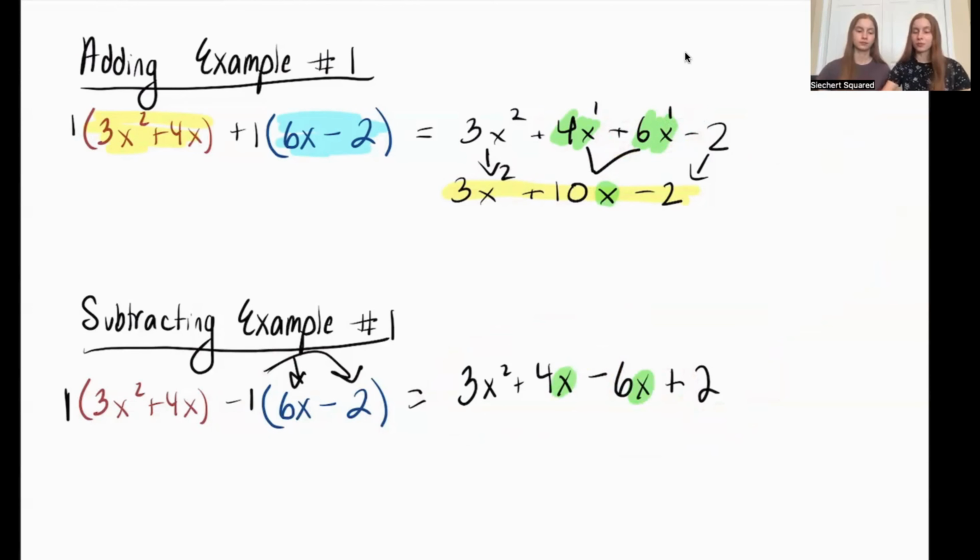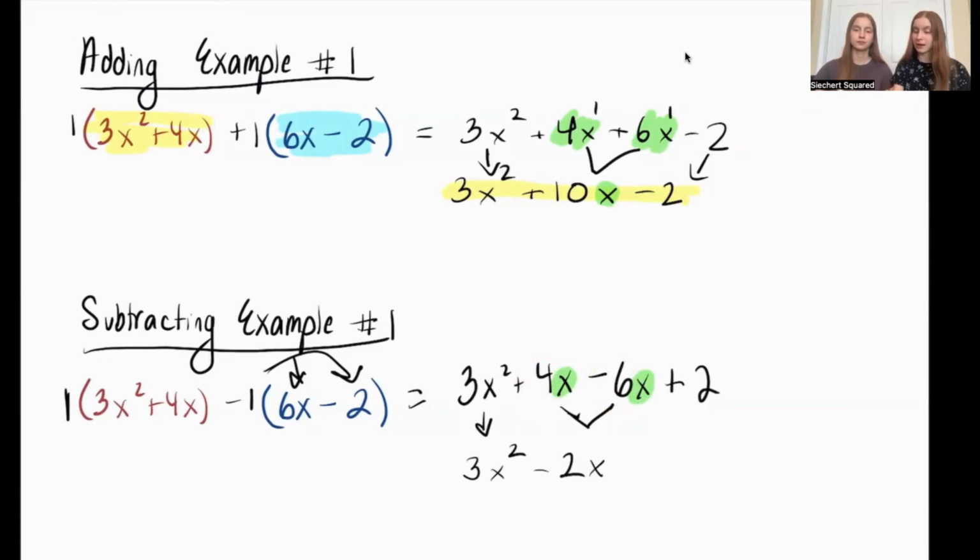And from here, we have that 3x squared, no other x squared term, so we're just going to bring it on down. So we still have that 3x squared, because again, no like terms to combine, it's not going to change. That green term we have now is a little bit different. We have a 4 and a -6. 4 minus 6 gives you a -2.